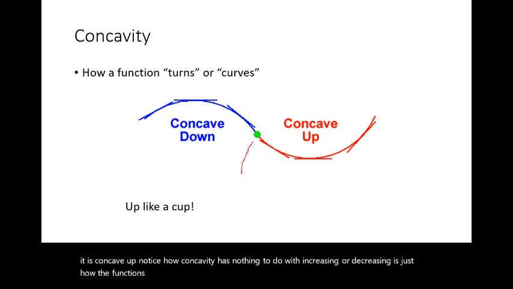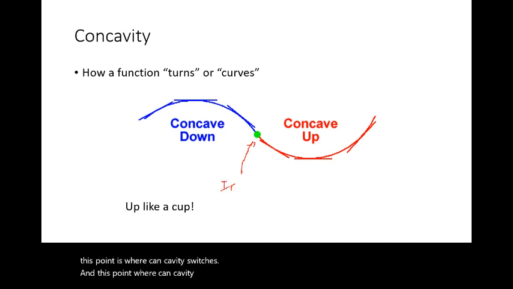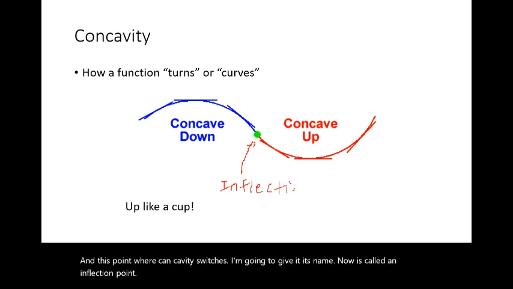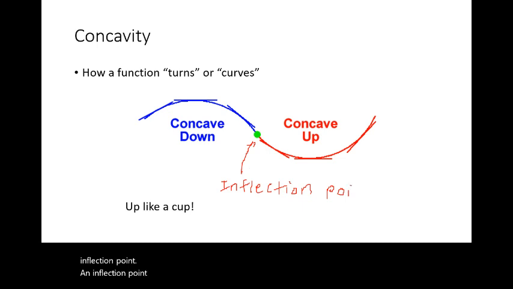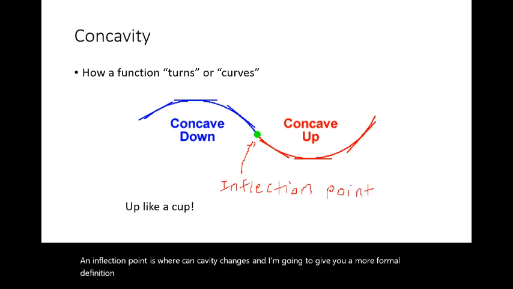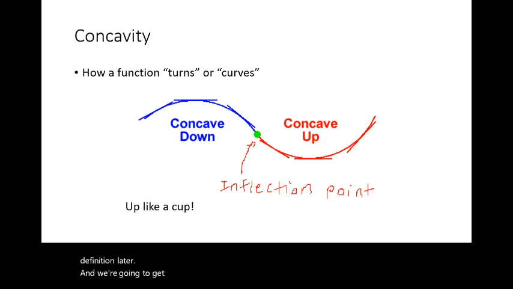Now this point in between them is highlighted in green for a reason. This point is where concavity switches, and this point where concavity switches, I'm going to give it its name now, is called an inflection point. An inflection point is where concavity changes, and I'm going to give you a more formal definition later. And we're going to get into how to find these types of points in a little bit.